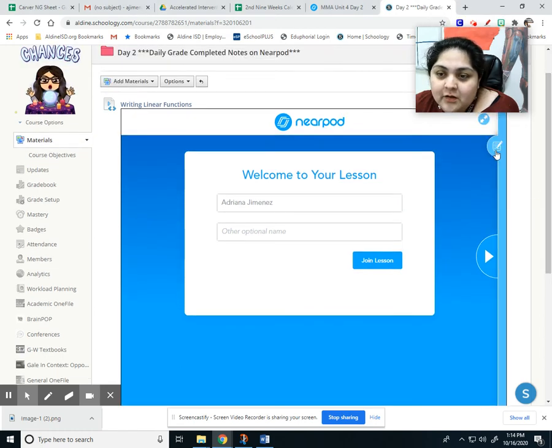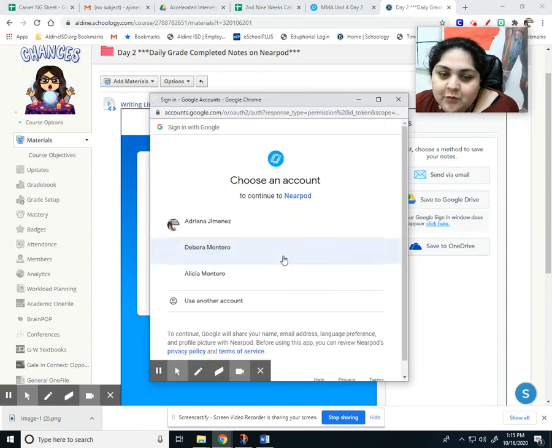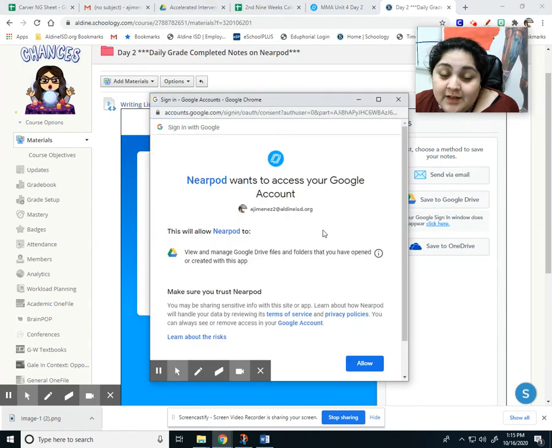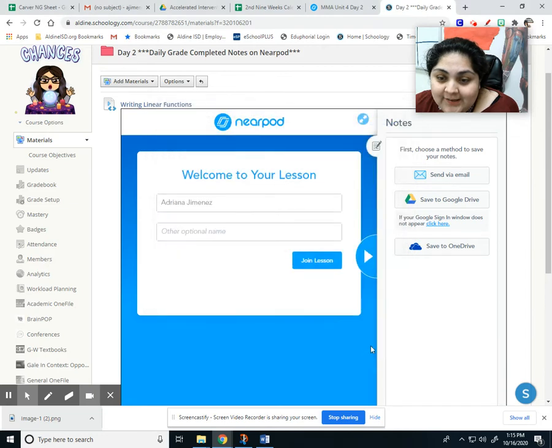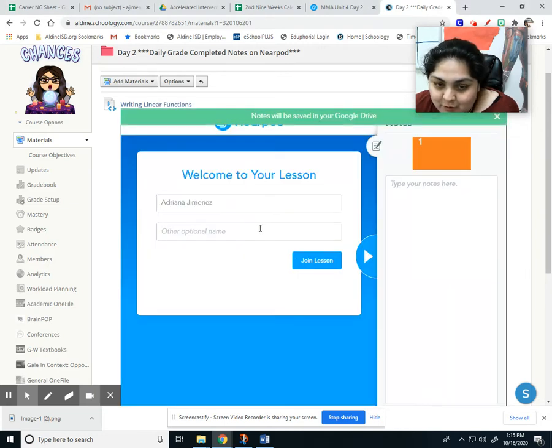Remember to click on the notes and make sure that you're saving them to Google so that it saves everything that you write, in case it doesn't save on Nearpod, but it does.